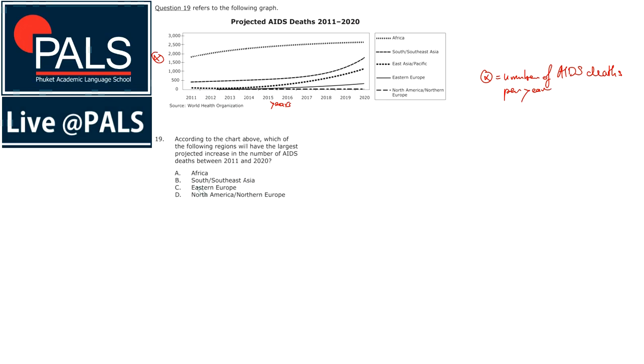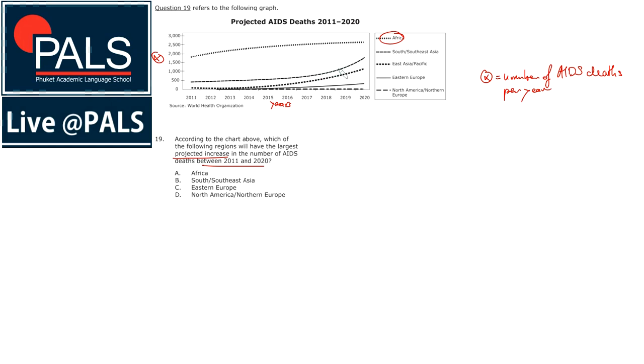So the question is, and we have to read carefully here, projected increase between 2011 and 2020. So we're looking at a period, for this period here, but they're not asking which country has the highest AIDS deaths. That would be Africa. So this is a very easy way to answer this question wrong, I think. One more time, they're not asking for the greatest number, they're asking for the projected increase. So greatest increase in the number of AIDS deaths.